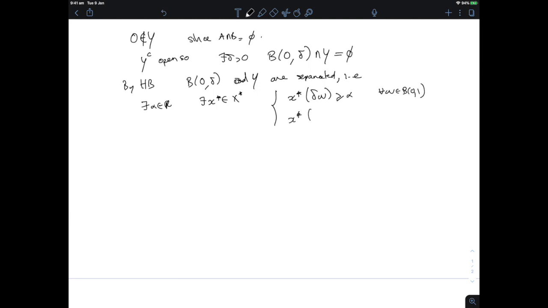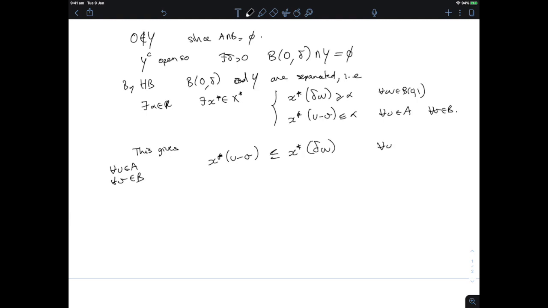And in the meantime, X star of u minus v has to be smaller than alpha for all u in A and for all v in B. So that's the separation. Okay, now that I have that, this gives that X star of u minus v, for all u in A and for all v in B, has to be smaller than X star of delta omega for all omega in B 0, 1.